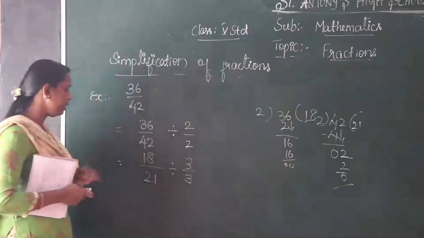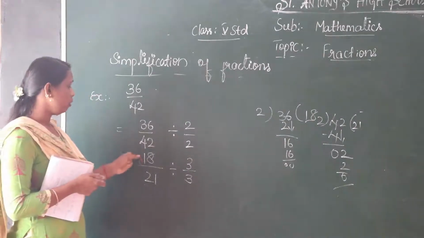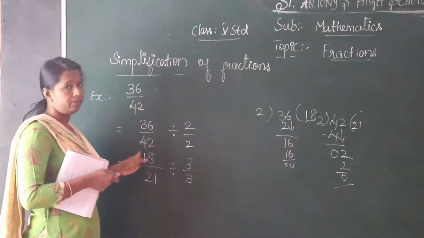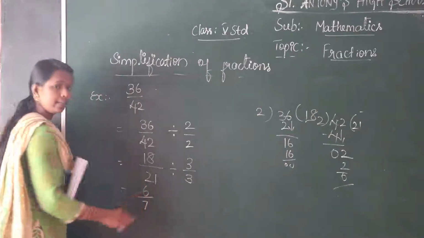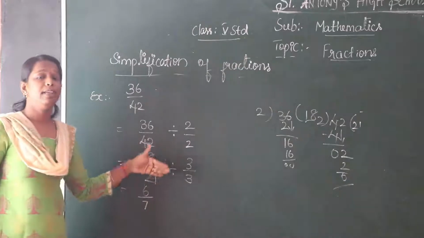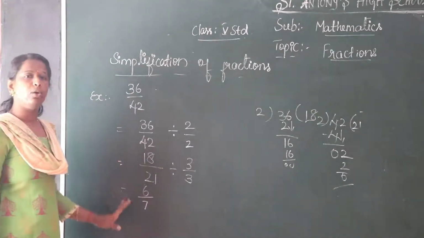So observe carefully. 18 and 21 are present in the third table. So how much? 3 5s are 15, 3 6s are how much? 3 6s are 18 and 3 7s are 21. So the next we can divide by 4. It is not in the fourth table. So this is the lowest form.